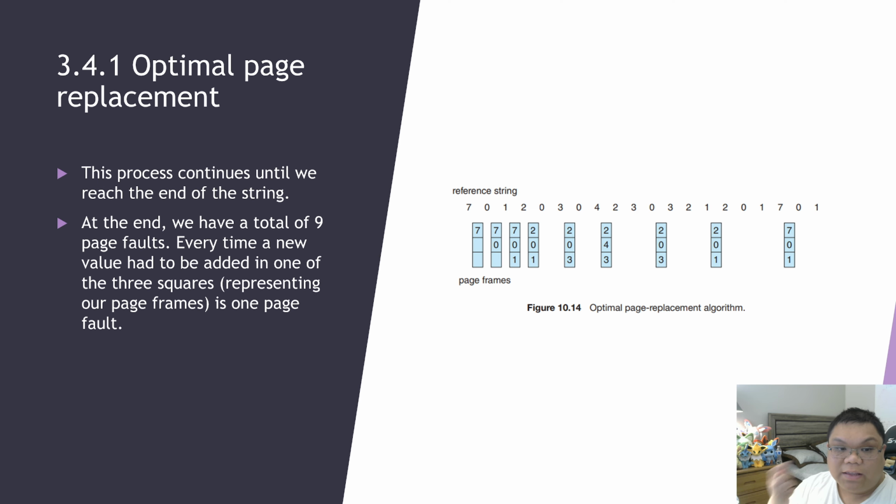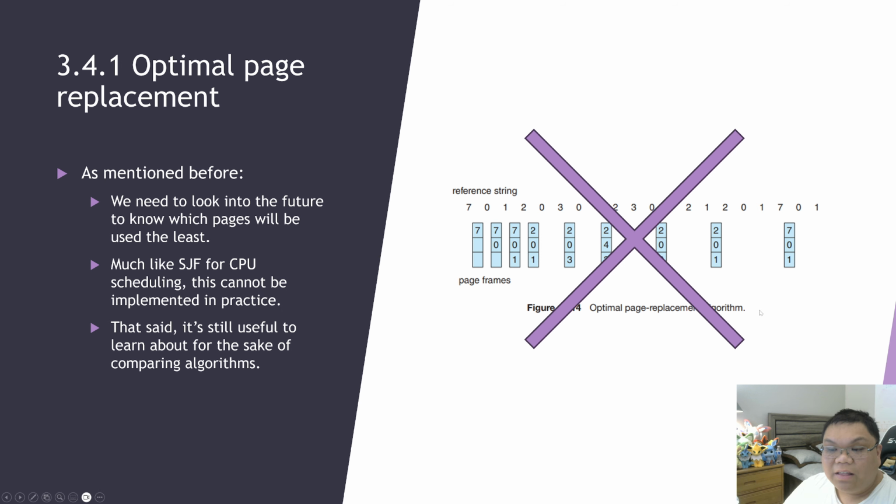The end result is OPT results in 9 page faults. But as I said, we can't implement this in practice because we have no means of looking into the future.